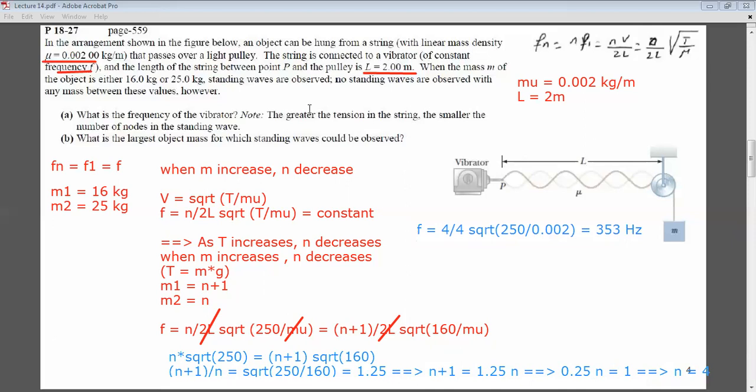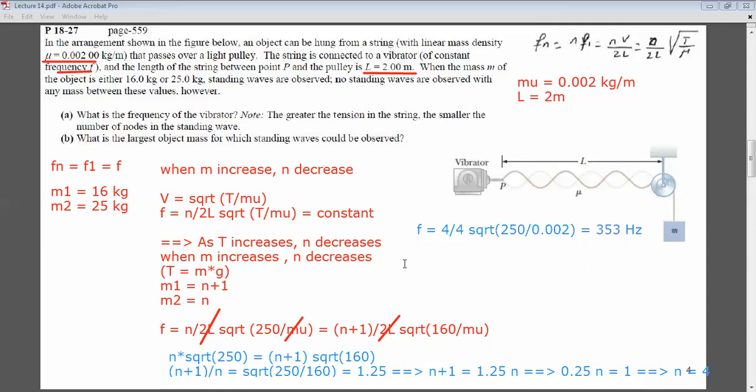And here they are helping me. They said the greater the tension in the string, the smaller the number of nodes in the standing wave. That is, they are telling me clearly that as T increases, N decreases. That is, as M increases, N decreases. So it is helping me in the question, but we can also know it ourselves.